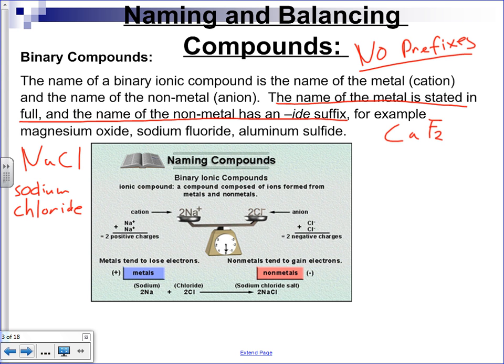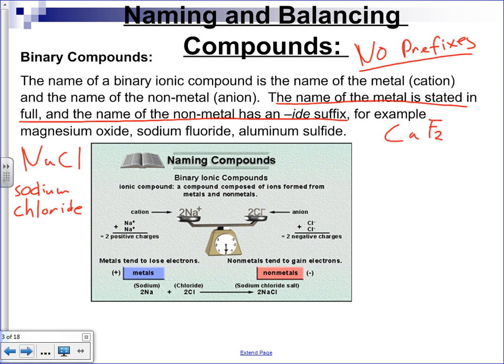Why don't we need prefixes? Because of the way that nonmetals and metals go together. They have to be trading electrons, which means there's only one way that calcium and fluorine can bond to each other in order for there to be enough electrons to go around. That's the only way. So I don't need to bother telling people that there's 2 fluorines and 1 calcium in calcium fluoride. They know that because it's the only way they can go together.